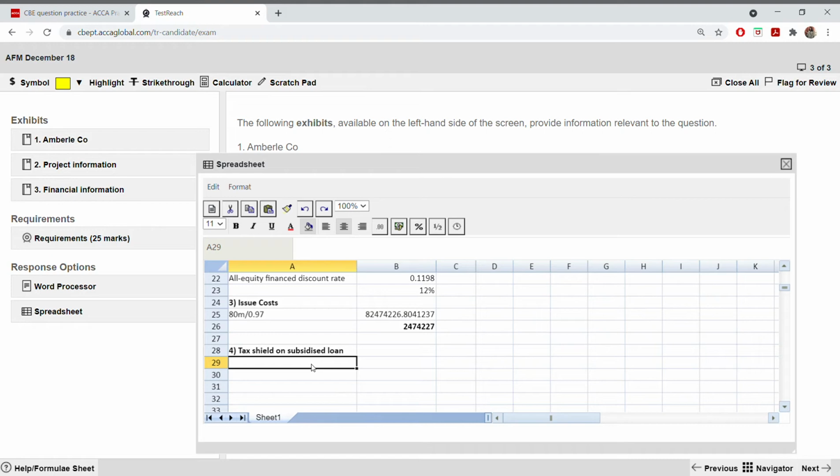Tax shield. So bank loan was 70 million. Sorry, subsidized loan was 80. They have given you the interest rate and they told you will pay equally annually, so 4 years. So for the tax shield purpose, both for the bank loan and subsidized loan, you can use one table. What is it? Annuity table. Exactly, annuity table.